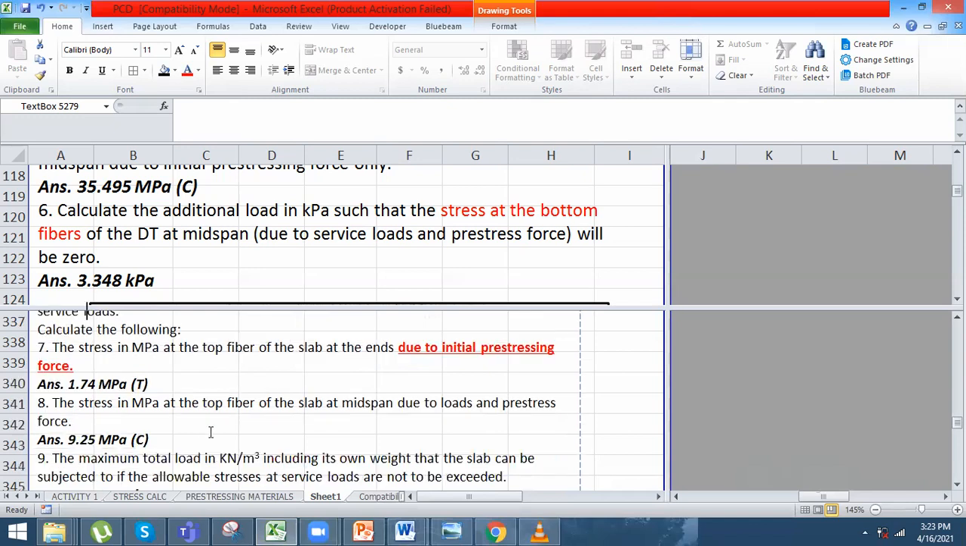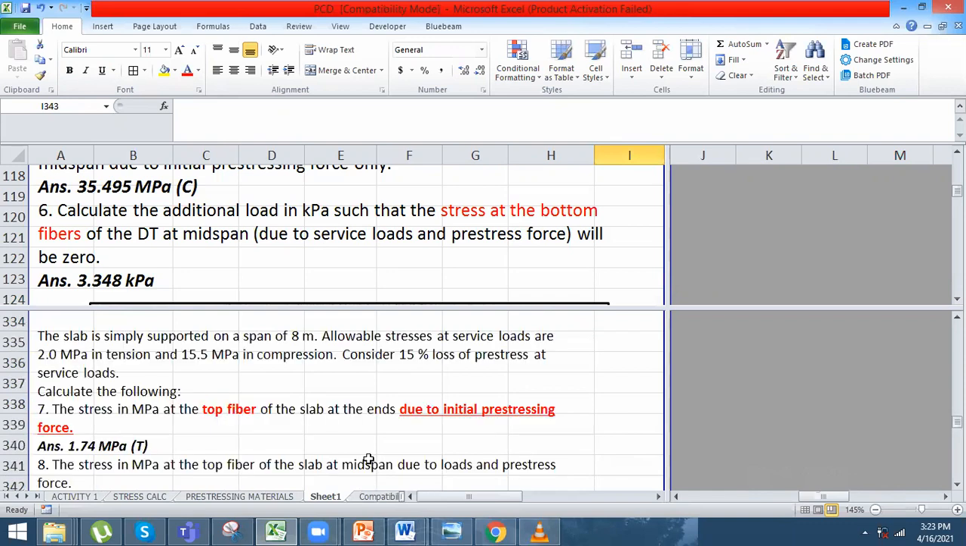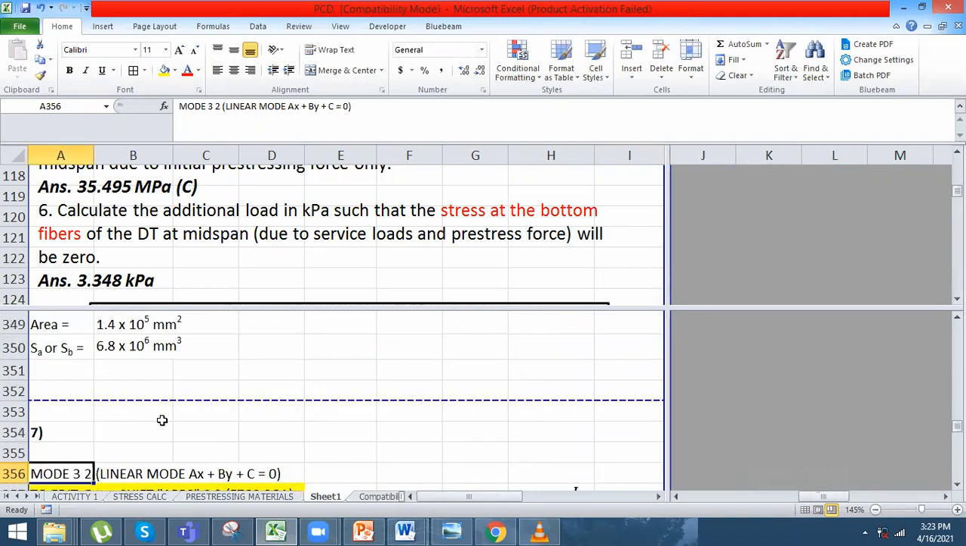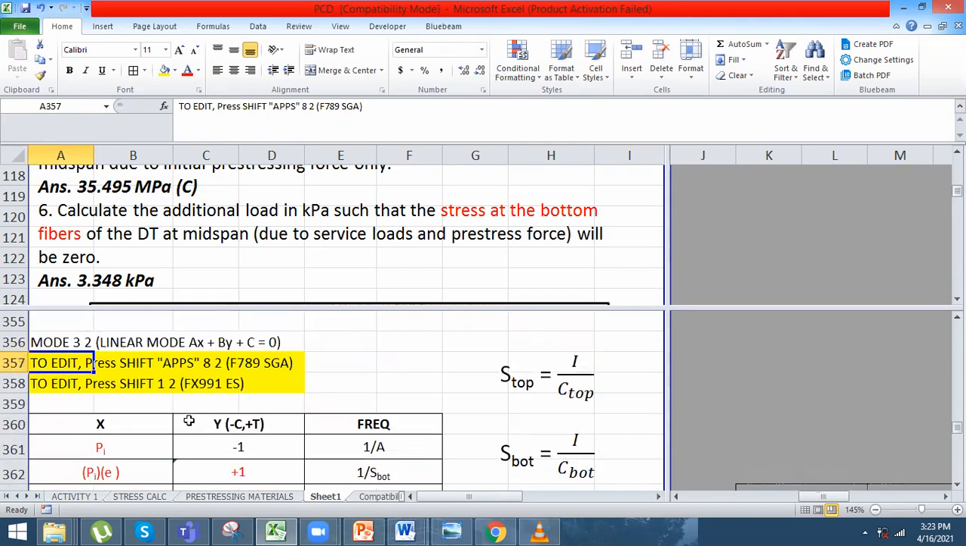So, question number 1. Determine the stress in megapascal at the top fiber. We're going to locate this. Stress sa top fiber, saan? Sa may ends due to initial pre-stressing force. Solution dyan, that is problem number 7, using mode 3 to. Kung kanina may input na kayo, pwede nyo namang i-edit na lang or pwede gawin ninyo is fresh na inputs.